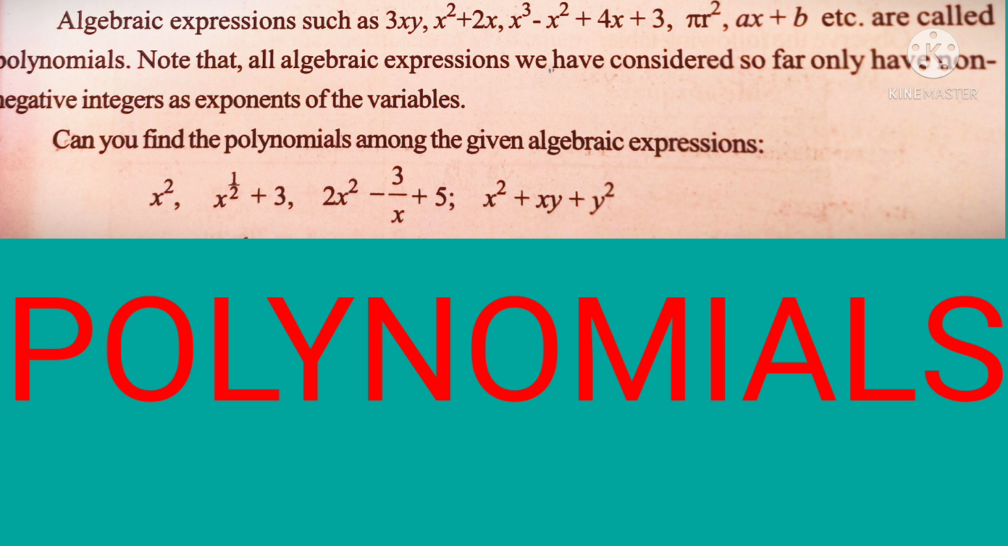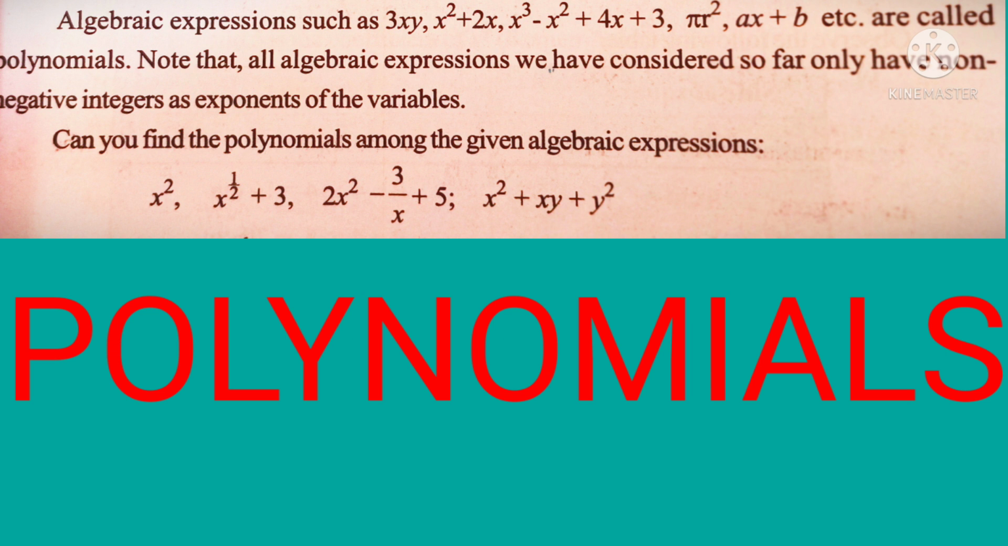Observe the picture. Algebraic expressions such as 3xy, x square plus 2x, x cube minus x square plus 4x plus 3, pi r square, ax plus b etc. are called polynomials. Note that all algebraic expressions we have considered so far only have non-negative integers as exponents of the variable. So in the above algebraic expressions, there are no negative integers as exponents of the variables. These are called polynomials.